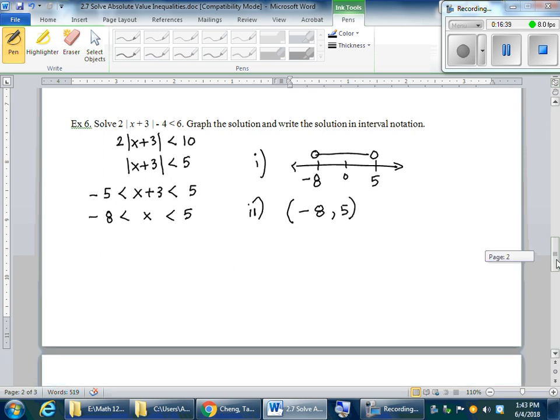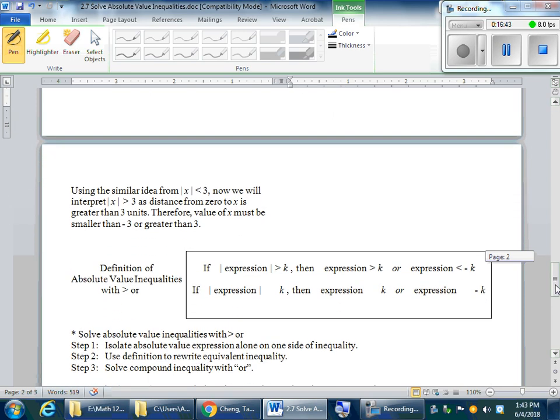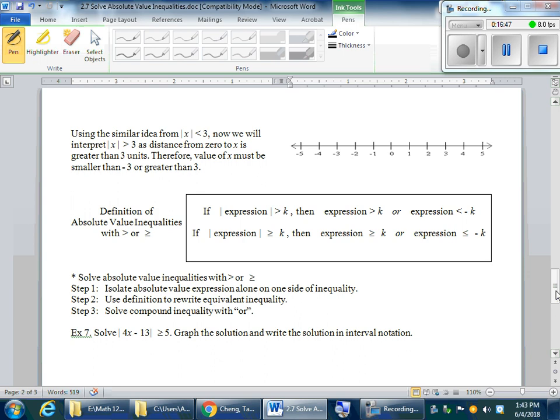Finally, the last part of absolute value inequality. So this time, we are interested in talking about the absolute value being greater than a number. So we know from previously, if absolute value of x is equal to 3, that means I have these two solutions right here, 3 and negative 3. But this time, I want the distance to be greater than 3.